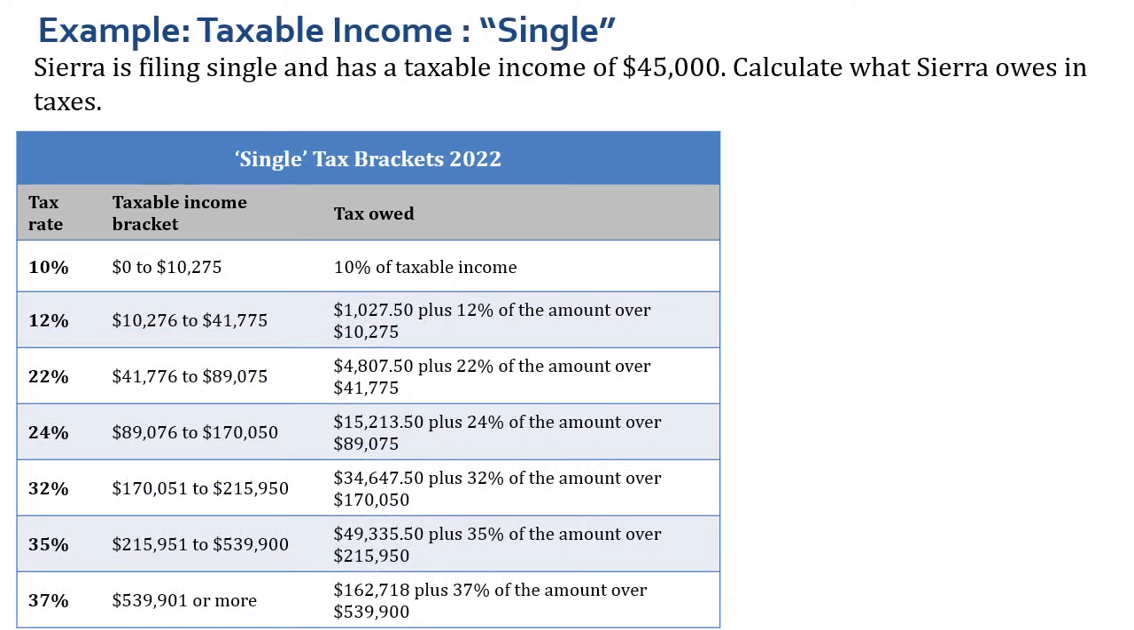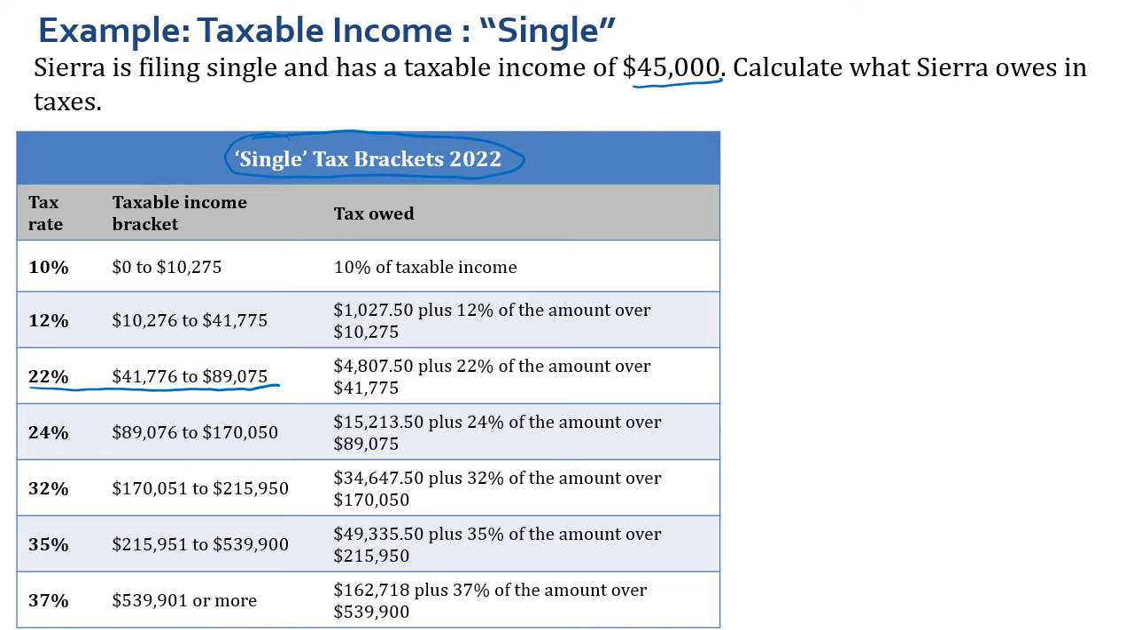Sierra is filing single and has a taxable income of $45,000. Calculate what Sierra owes in taxes. So here's the single tax bracket. You notice this is different than the head of household tax bracket that we used for Maria. Your tax bracket, just like your standard deductions, is different based on how you're filing your taxes. So her income of $45,000 is going to put her right here in between $41,776 and $89,075.